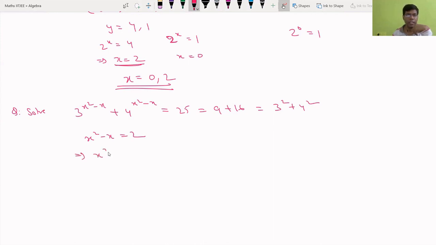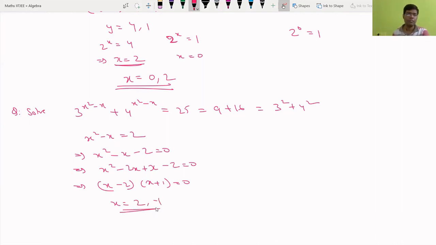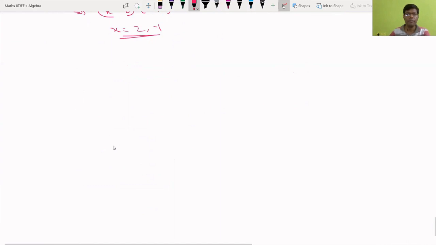So basically I have the equation as x square minus x minus 2 is equal to 0, which is x square minus 2x plus x minus 2 is equal to 0, which is x minus 2, x plus 1 is equal to 0. That is x is equal to 2 and minus 1. So this is my solution for this particular equation. Fine. So that's how we have to solve the equation. Sometimes they may look like quadratic, we directly solve it. If they don't, then we have to use some specific substitution and then accordingly solve them.